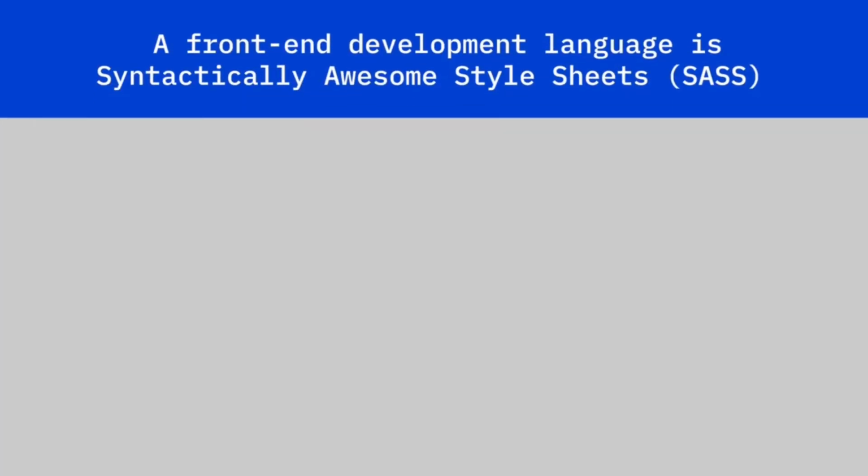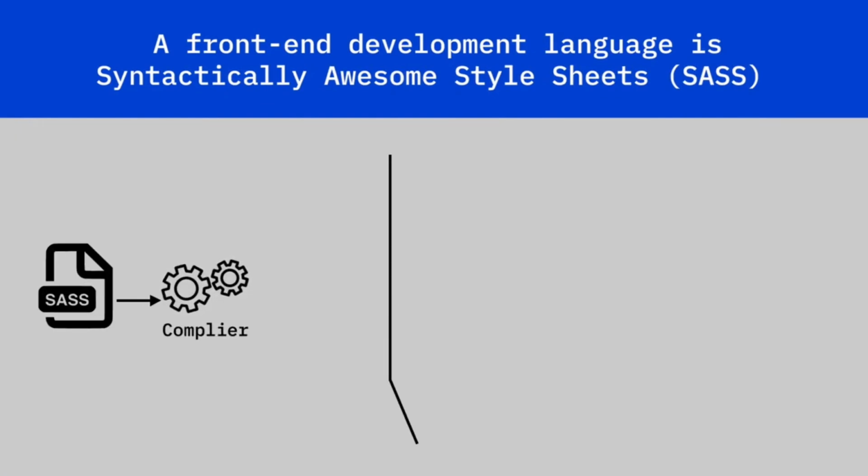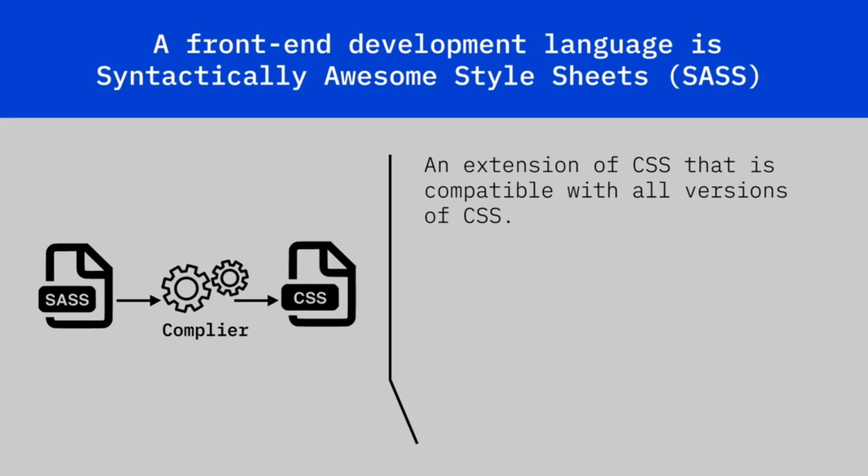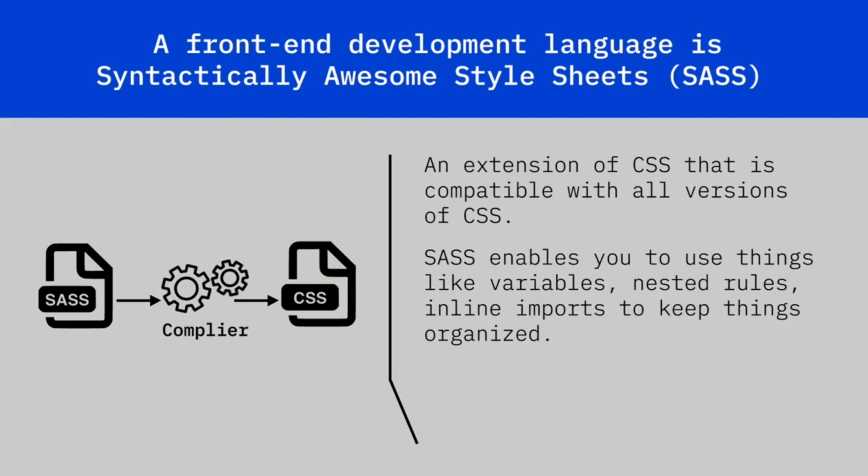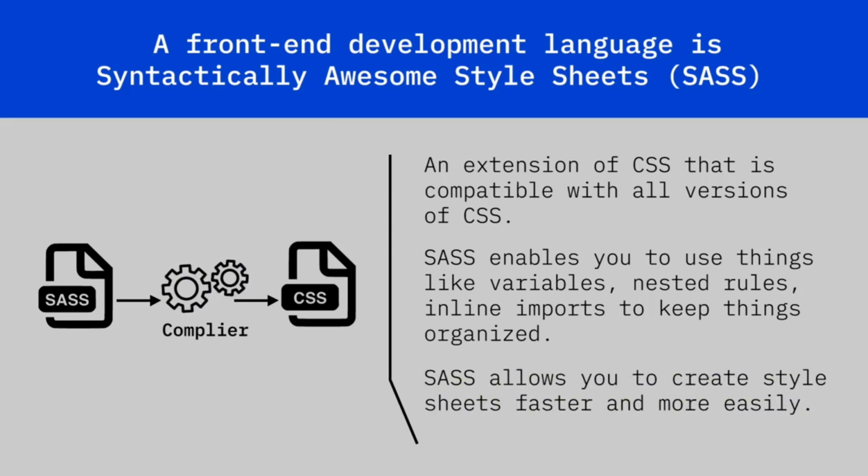A new front-end development language is Syntactically Awesome Style Sheets, SASS, called Sass. It is an extension of CSS that is compatible with all versions of CSS. Sass enables you to use things like variables, nested rules, and inline imports to keep things organized. Sass allows you to create style sheets faster and more easily.